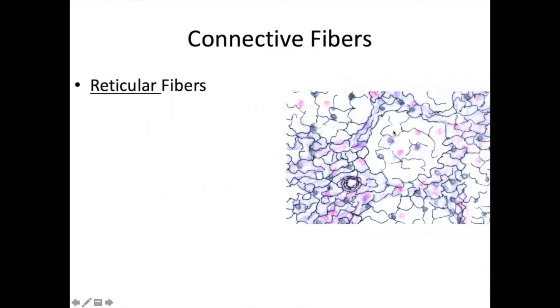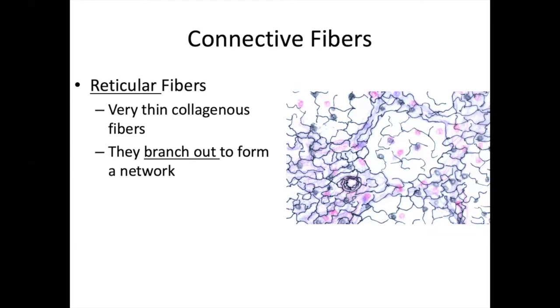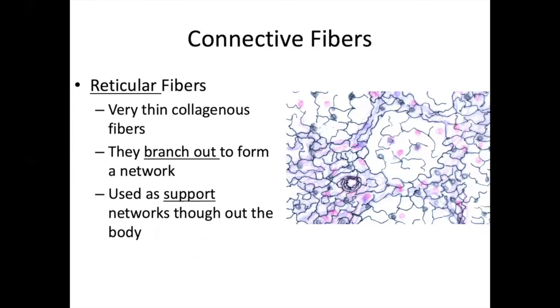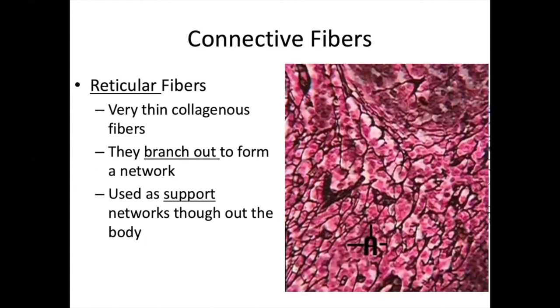And then we got these reticular fibers. These things are kind of like a net, a mesh that's going to be used to hold things down. They're actually collagenous fibers, but most of your collagenous fibers are thick. These are very thin. They branch out to form this net-like network and is used to support your body parts, to hold you together. So they're going to be wrapping around things to hold you in place. Again, another picture of them.